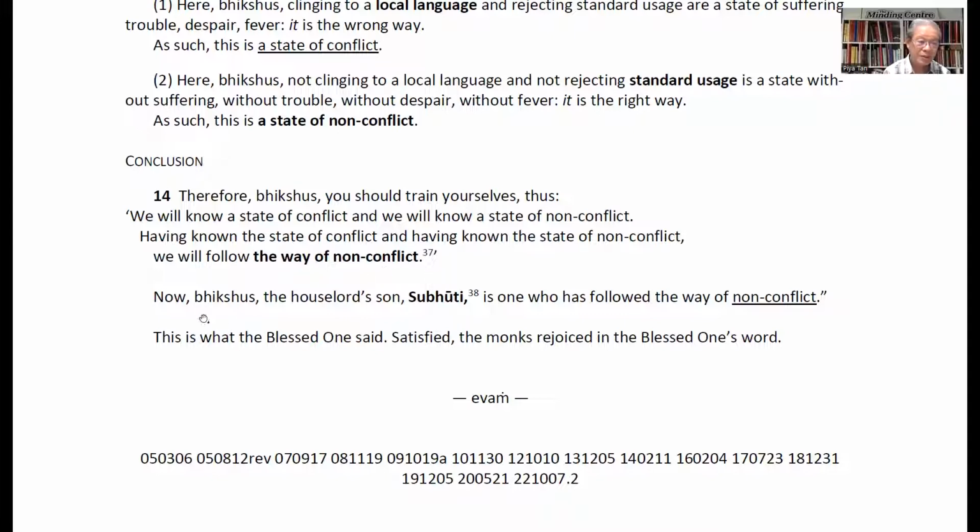Now, bhikshus, the house lord's son, Subhuti, is one who has followed the way of non-conflict. So this monk, Subhuti, is the younger brother of Anathapindika. He's famous for this. When he teaches Dhamma, he doesn't talk about people, he talks about the state only. This is what the Blessed One said. Satisfied, the monks rejoice in the Blessed One's word.